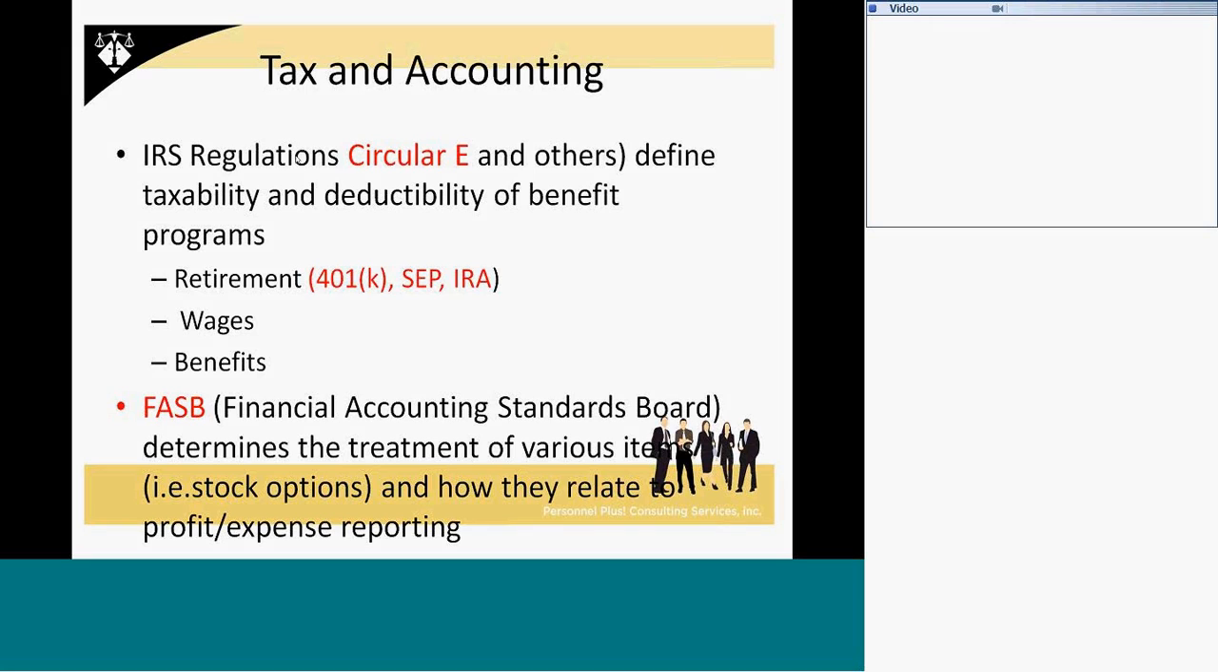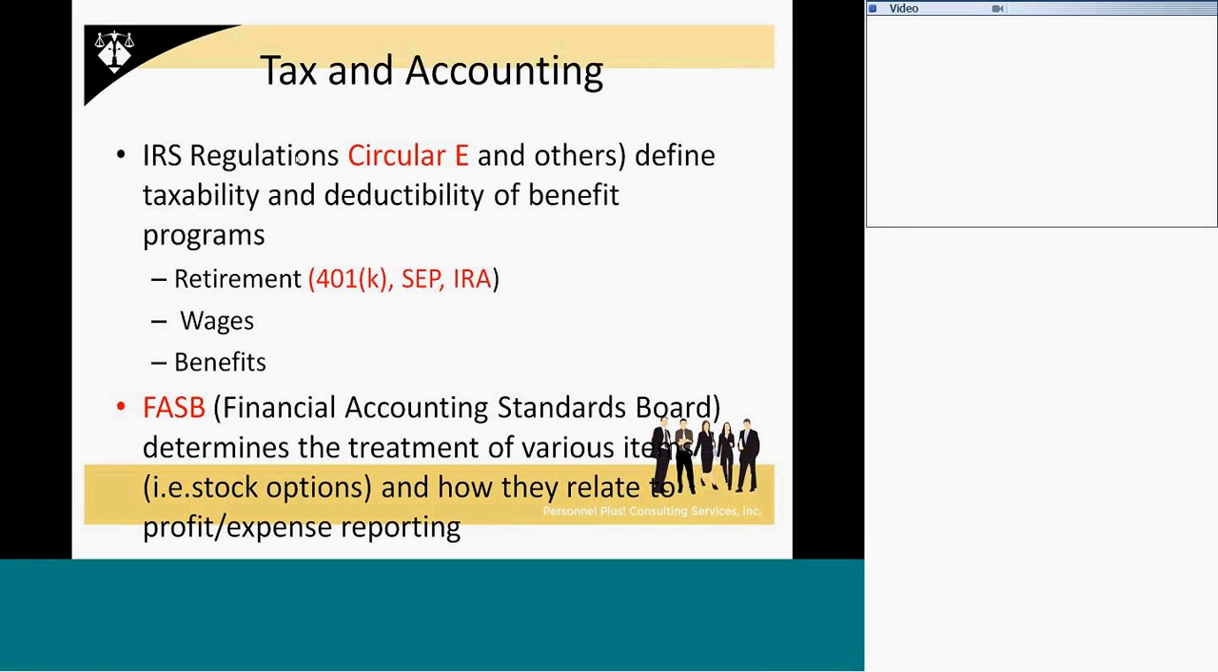So if you're the owner and you only give yourself retirement and don't give it to other eligible employees, there can be an excise tax levied on that. That's how they keep employers from doing it. It's a pretty substantial excise tax. So Circular E also addresses wages and benefits. There are very specific rules with regard to what's considered wages versus what isn't.